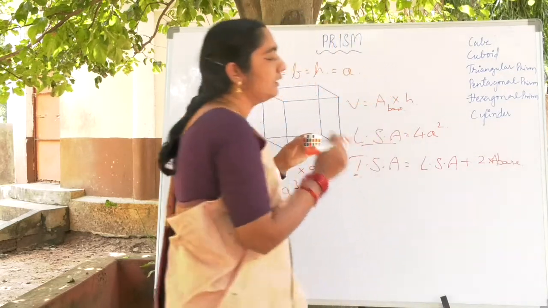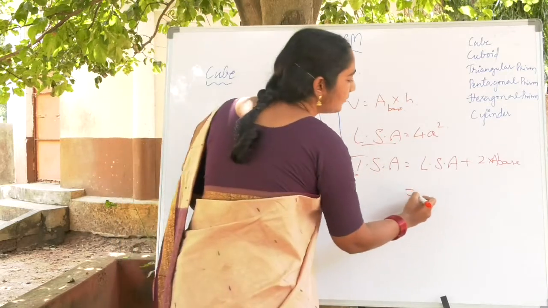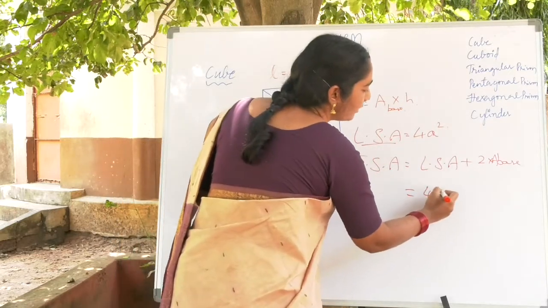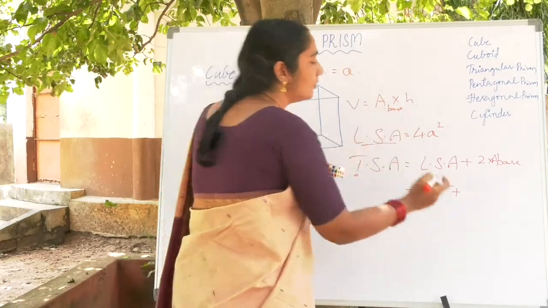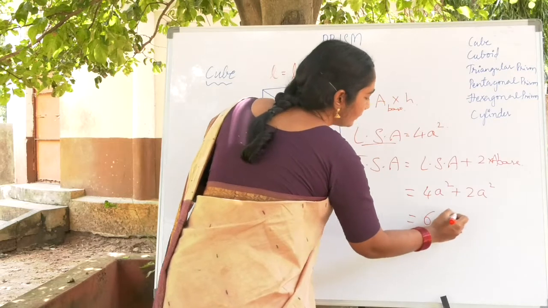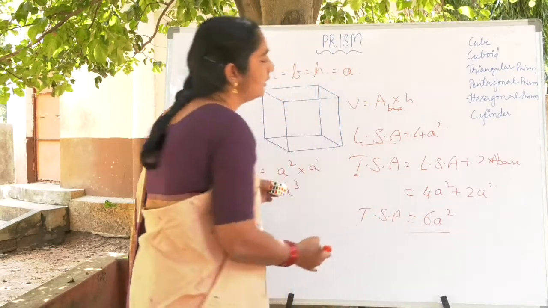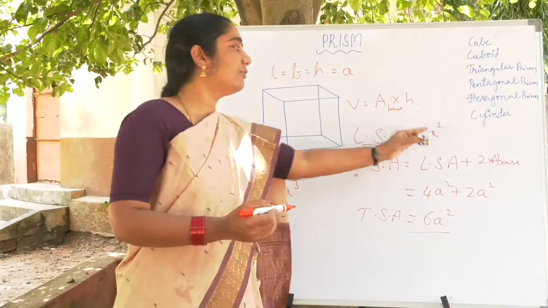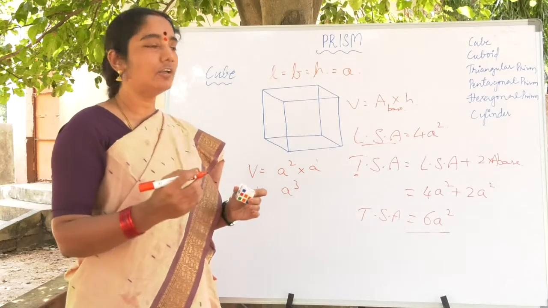Twice the area of the base. My dear friends, I think now you understood. This is nothing but lateral surface area, which is 4a square, and twice the area of the base is a square into 2, so 2a square. So that is nothing but 6a square. So the total surface area of a cube is 6a square. The lateral surface area is 4a square and the volume is a cube. So I think now you understood.